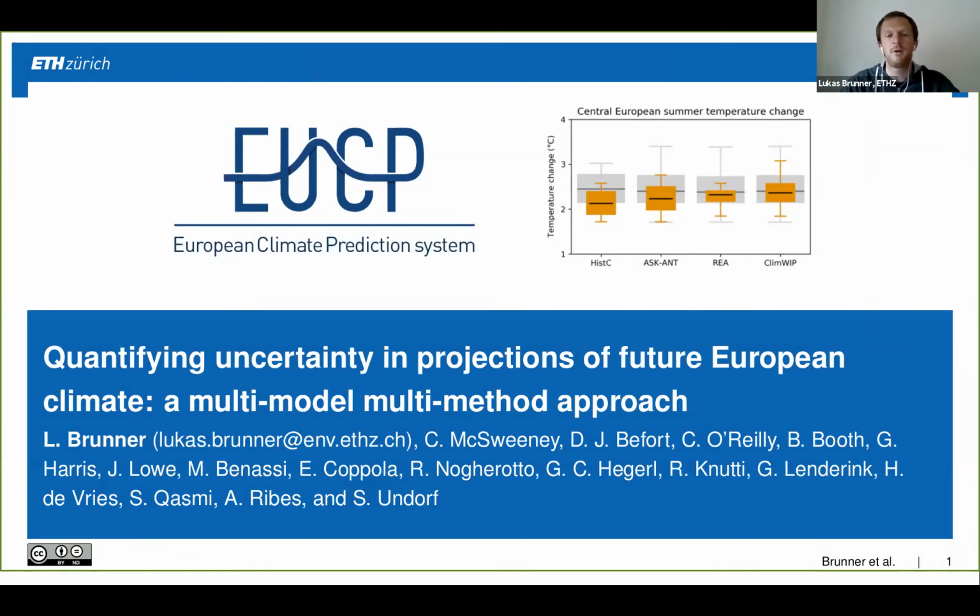I'm going to talk about a comparison of different methods to quantify uncertainty in projections of future European climate.